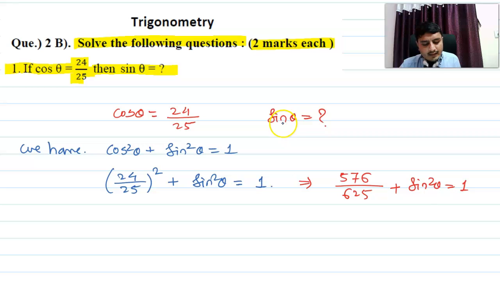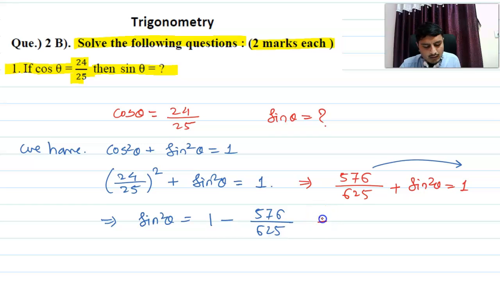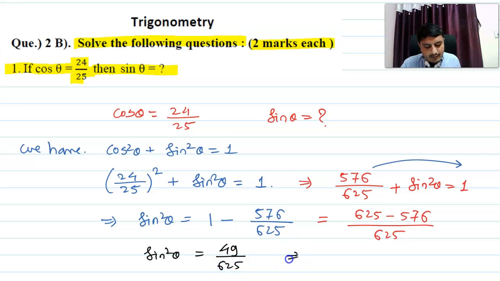Now to evaluate sin theta, first of all let us evaluate the value of sin square of theta. For that, shift 576 divided by 625 from LHS to RHS. So the plus becomes minus, that means we are getting 1 minus 576 divided by 625. Doing the cross multiplication over RHS, we are getting 625 minus 576 divided by 625. So after simplifying, the value of sin square of theta is 625 minus 576, which gives 49 divided by 625.